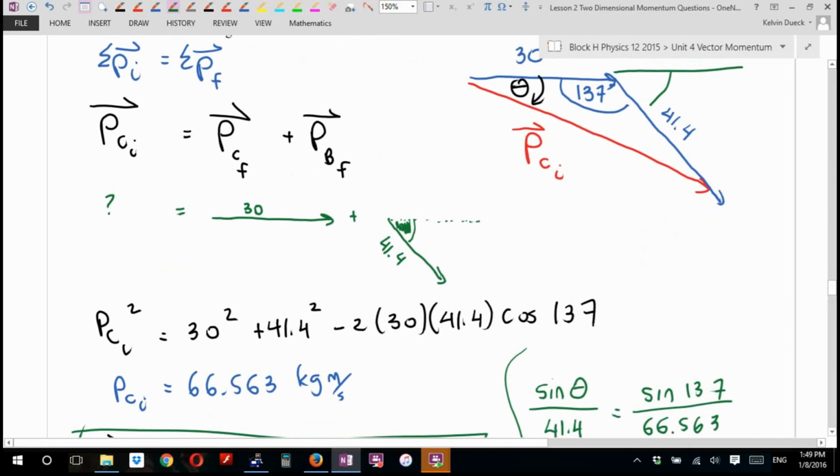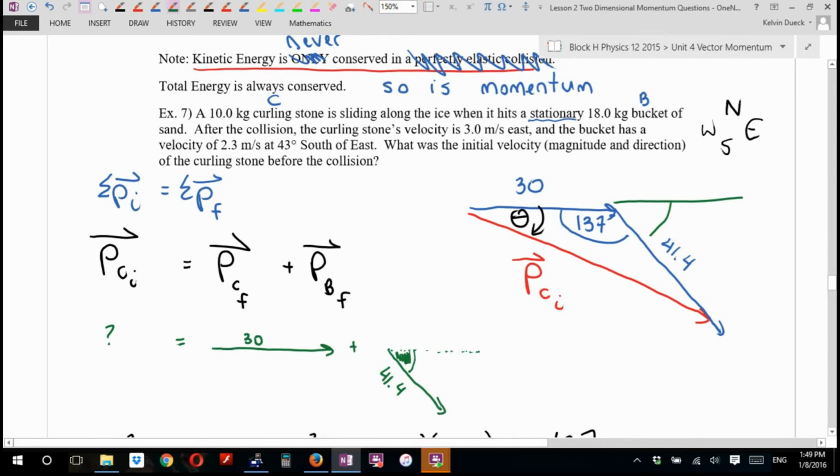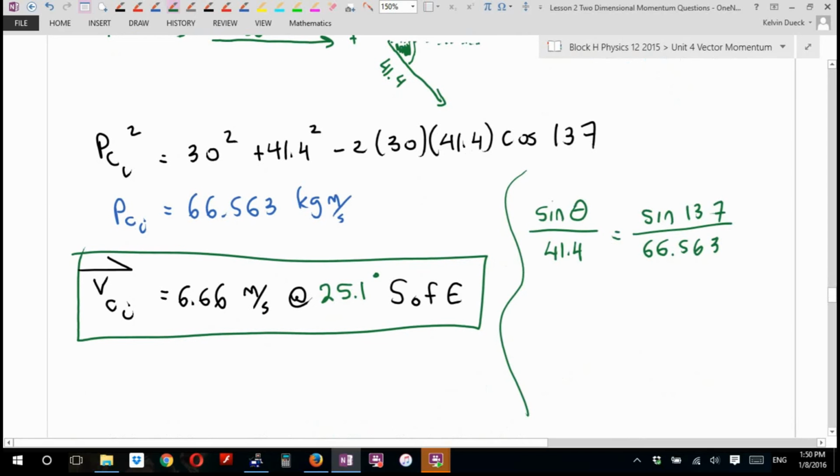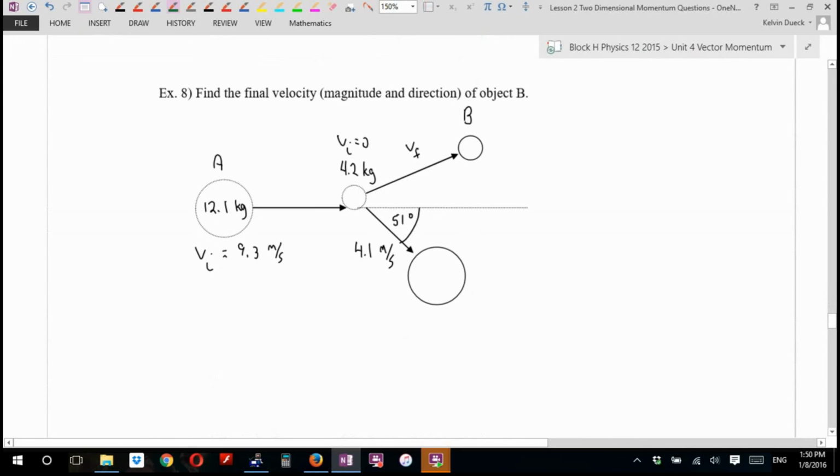There is going to be at least one question like this on your test where it's going to involve cosine law followed by sine law on the written section. Although, I think on your test, I'd give you a picture, which makes it a little easier. Like example 8. Find the final velocity, magnitude, and direction of object B. Here's my high-tech, handwritten, sketched quick picture.